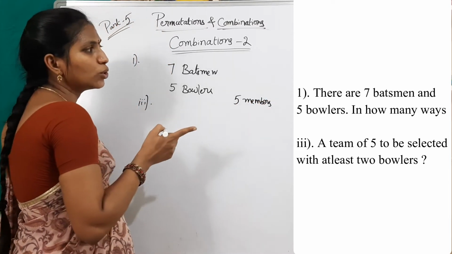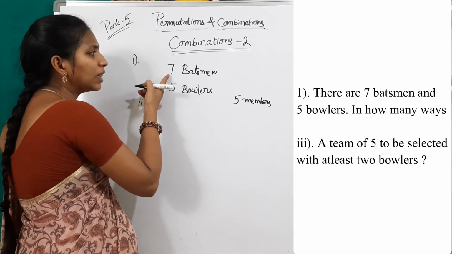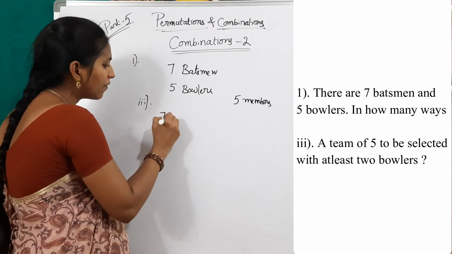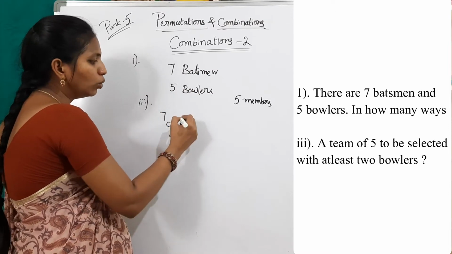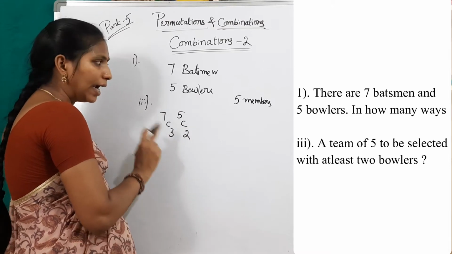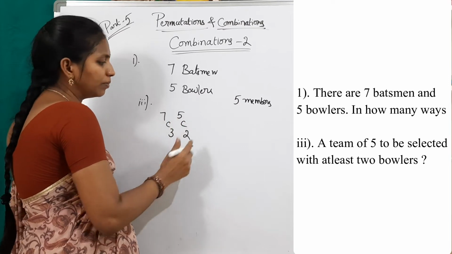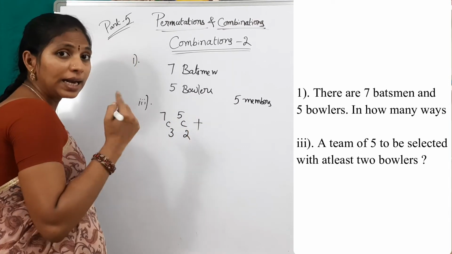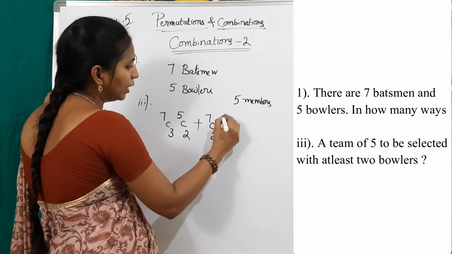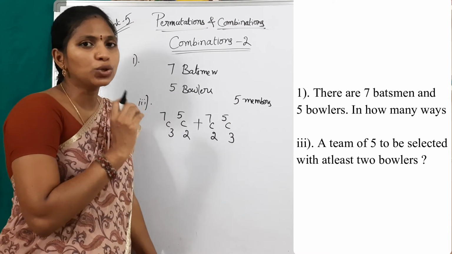Condition is at least 2 bowlers. So at least 2 bowlers means the remaining 3 members are batsmen. Yes or no? So 7C3 into 5C2, 3 batsmen and 2 bowlers. Here and means multiplication. Or another chance, 7C2 into 5C3.